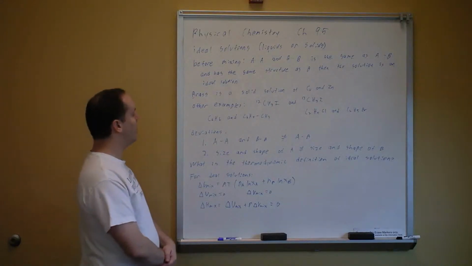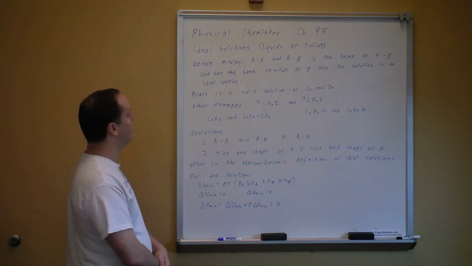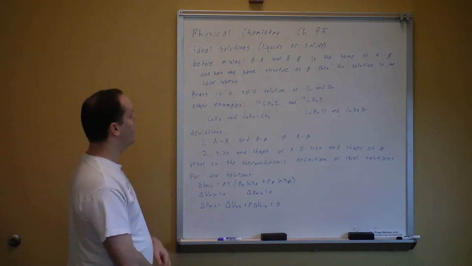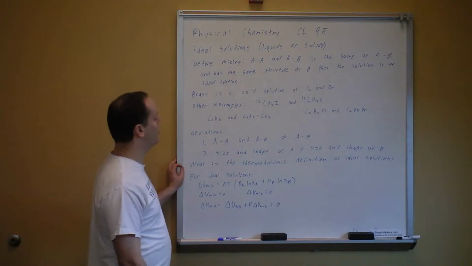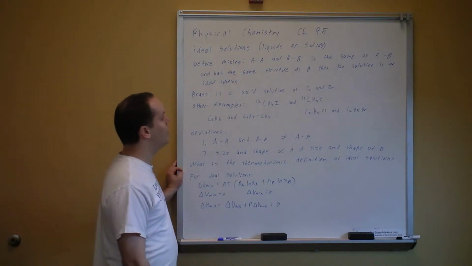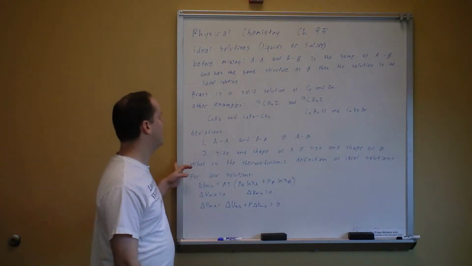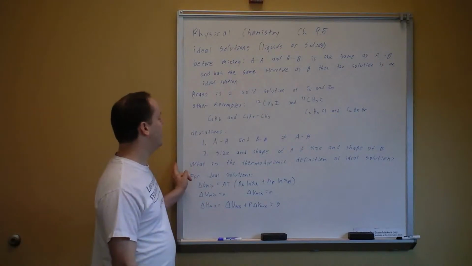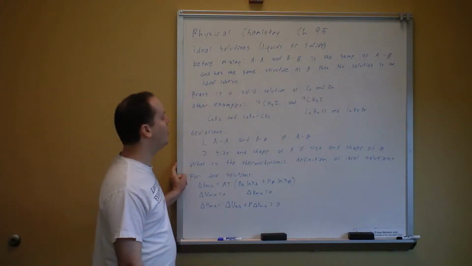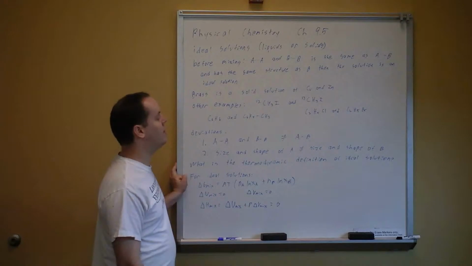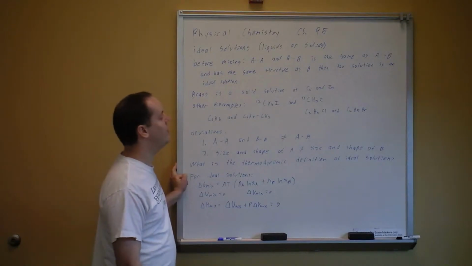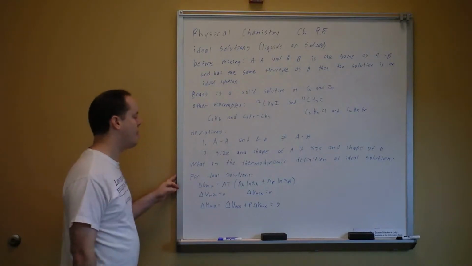Now, on the other hand, there are two ways that we wouldn't have an ideal solution. One is, let's say the intermolecular forces between A and A and B and B are not the same as A and B. Or likewise, let's say that the size and shape of molecule A is not the same as the size and shape of molecule B.